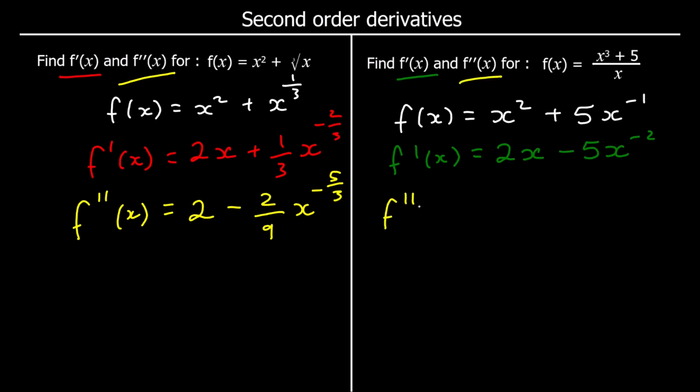To get the second derivative, we differentiate again. So we're differentiating the gradient function to find the gradient of the gradient. So 2x, the gradient of that part is just 2. And then -5x to the power of -2 times by the power, so that's +10. Take 1 off the power, -2 take away 1 is -3.